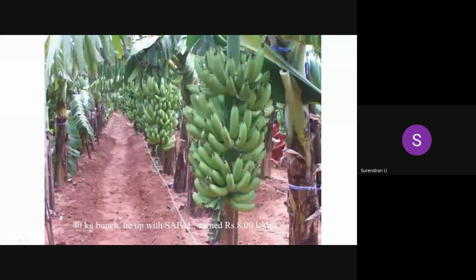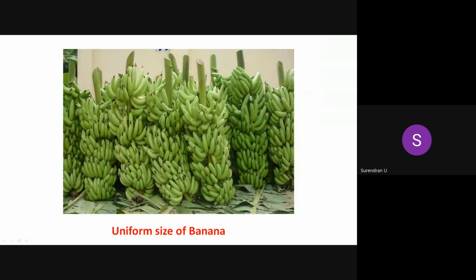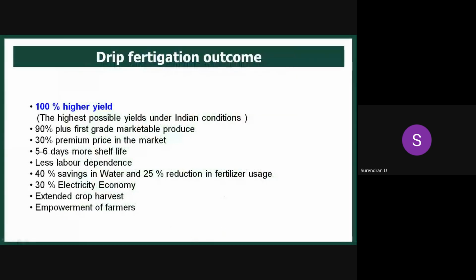So these are some of the crops. You can see, for example in this case, the uniformity in size of the produce. That was one of the advantages, since water and nutrients are regulated. So what was the outcome? What we observed is 100% higher yield, which is positive, because almost all the plots, I've shown here only the results of Kerala, but in Tamil Nadu also the same has been done.